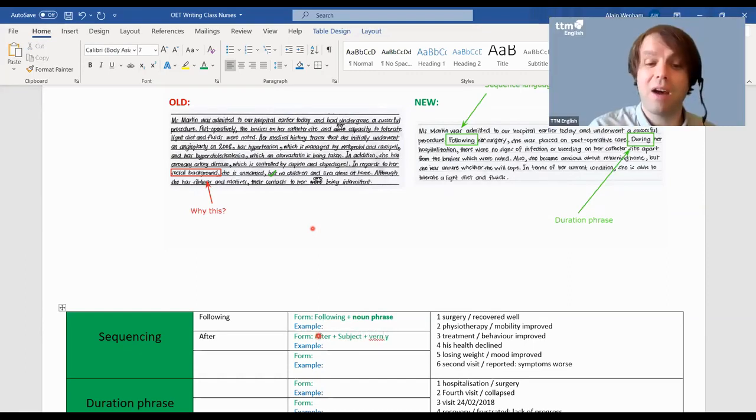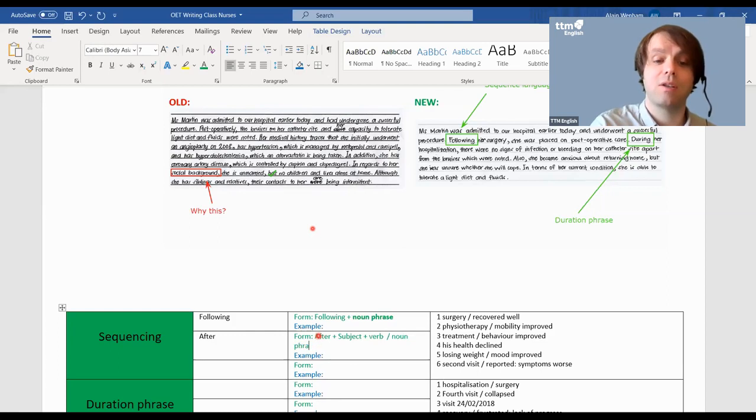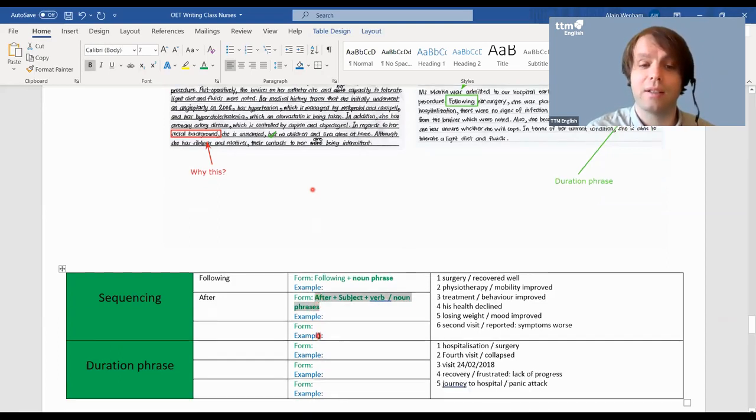Can I just have a noun if I want? Yeah, I can have both. I can have a noun phrase or I can have subject plus verb. Very, very important here. Notice that.